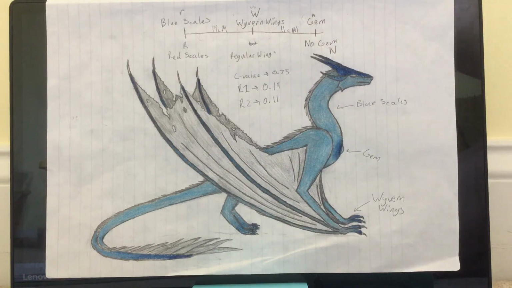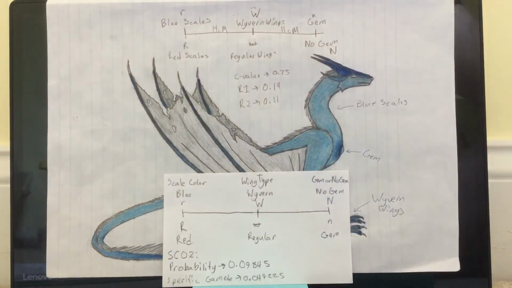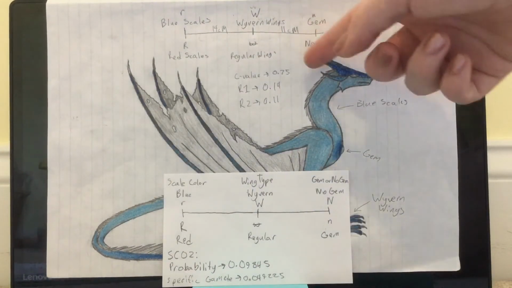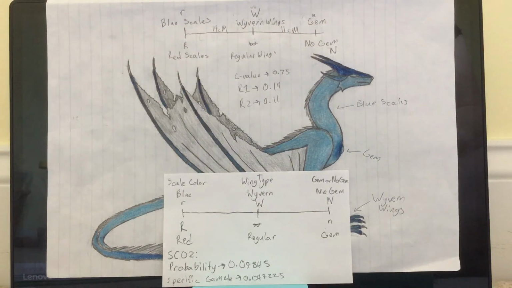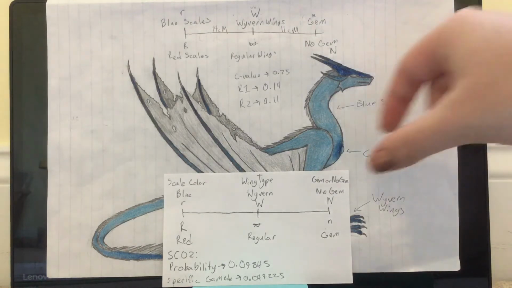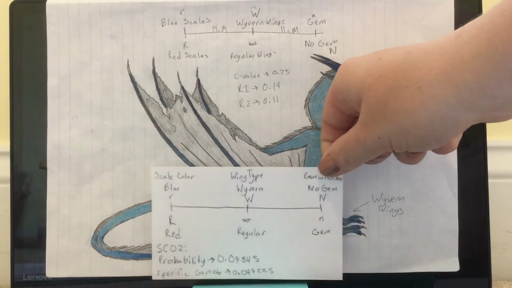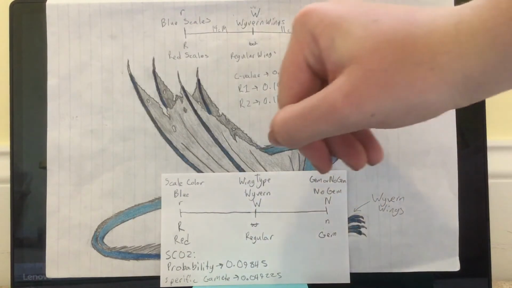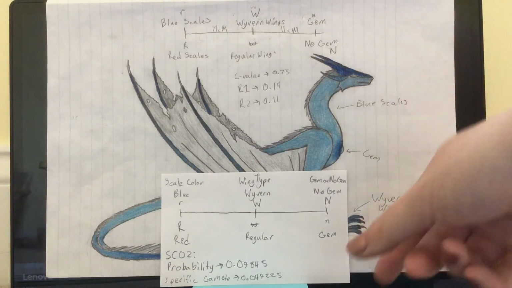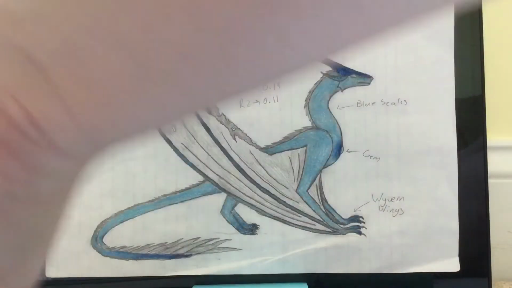The next one will be a crossover event at the second portion. That would result in a blue wyvern no gem or a red regular gem dragon, as you can see from my little chart here. And again, the calculation is pretty much the same, except R2 value minus the double crossover value.